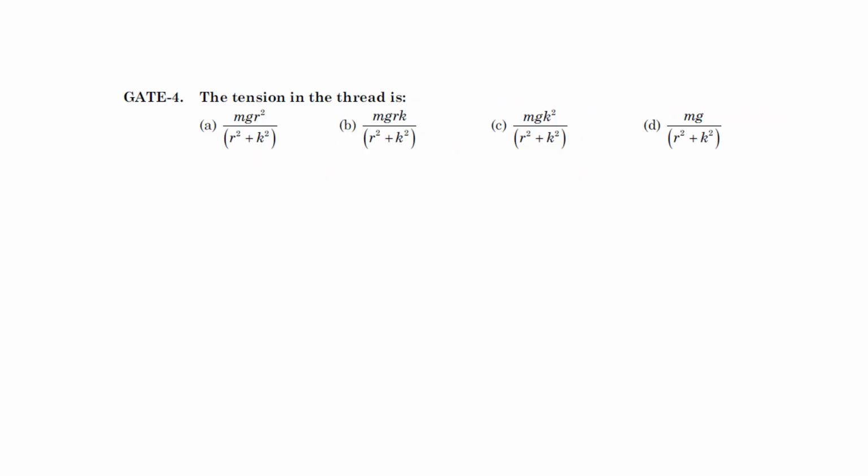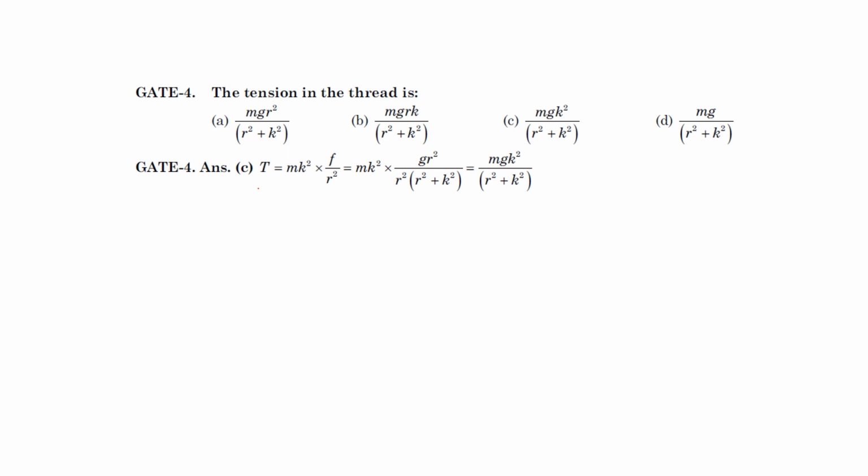The next question asks for the tension in the thread. The f we have calculated, we just put into the equation for T. The expression for the tension is T is equal to m k square into f by r square. We have already calculated the value of f, so just put it here. If you simplify, you will get mg k square by r square plus k square. So the answer is C here.